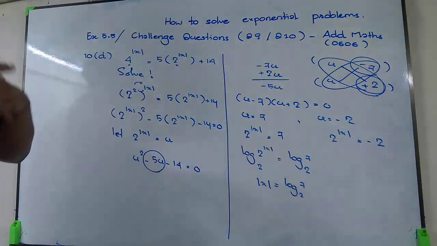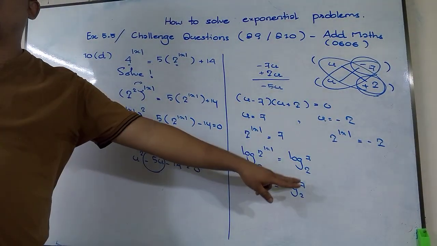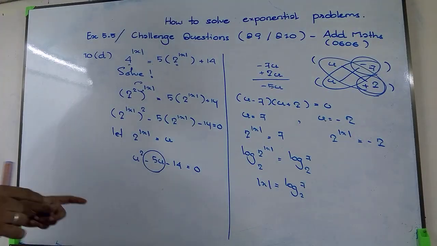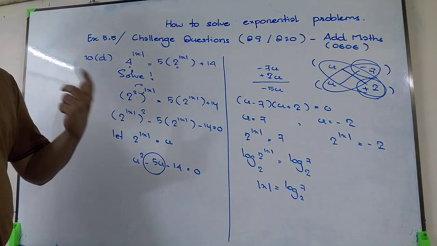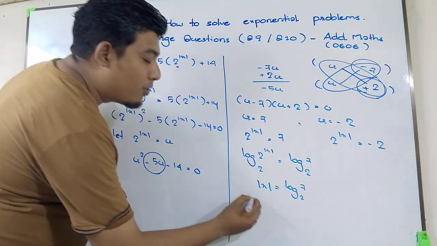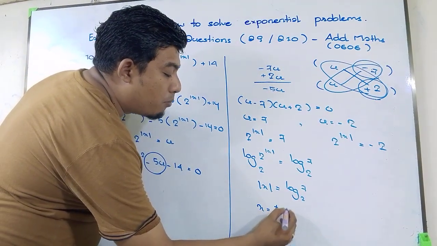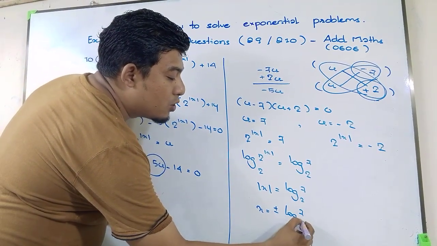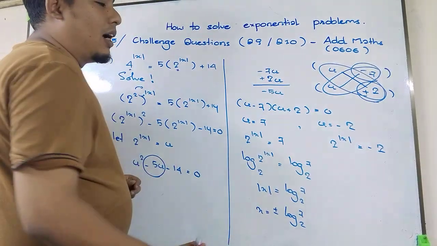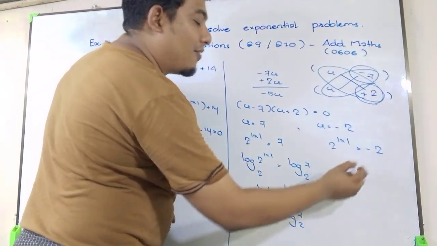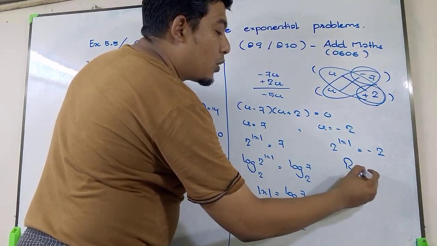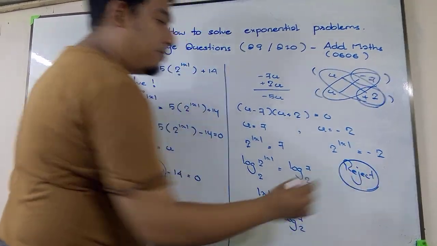But whenever you open the modulus bracket, you have to put plus or minus on one side, because a modulus value means there is no sign attached. Those are known as absolute values. That is why you have to make x equal to plus or minus log 7 base 2. But for the other side, if I take log on both sides, then log of a negative has no answer. That is why you have to reject that answer.